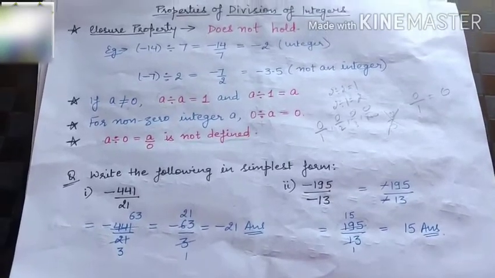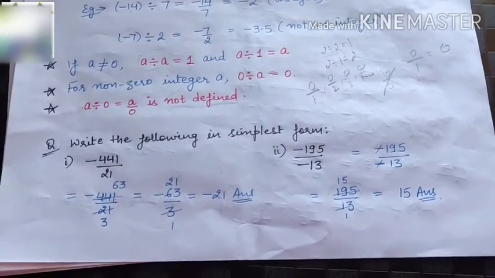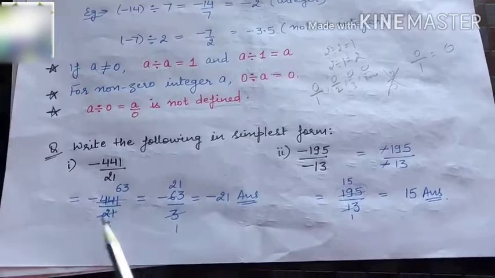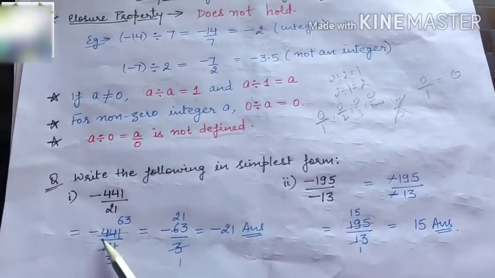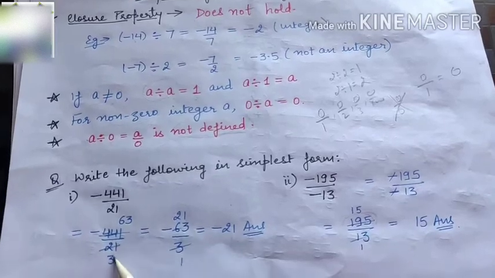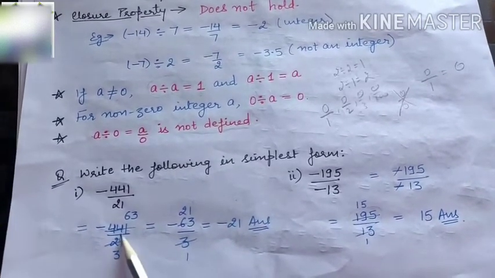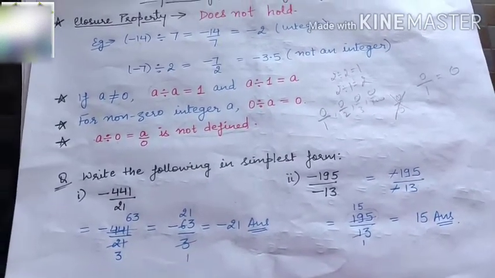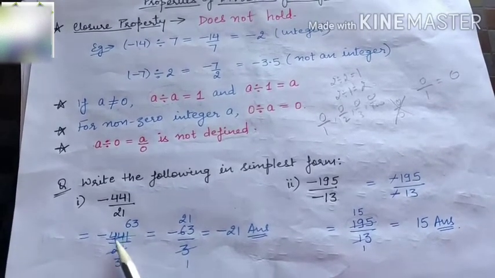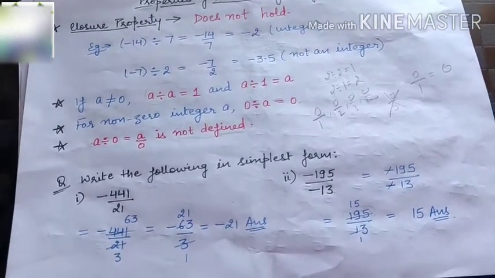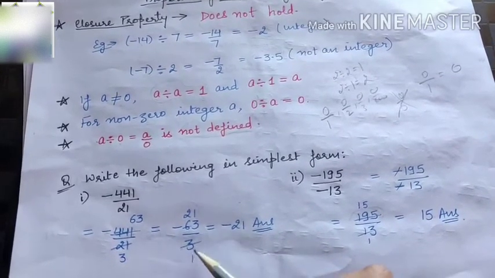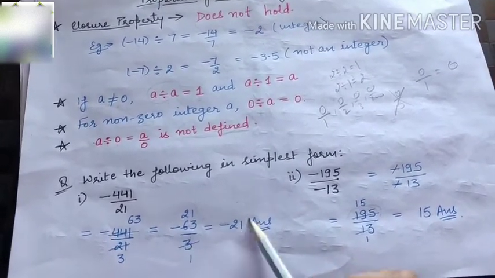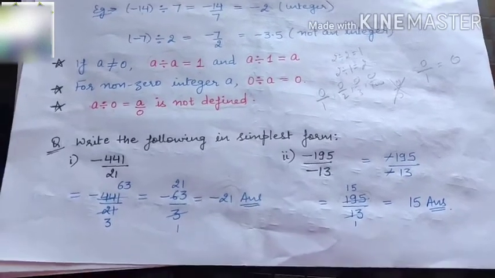Now see a question. Write the following in simplest form. Minus 441 upon 21. You just have to simplify it, right? Both these numbers are divisible by 7. 7 3s are 21 and 7 into 63 is 441. Now 63 and 3 are divisible by 3. 3 1s are 3, 3 into 21 is 63. So the answer is minus 21.